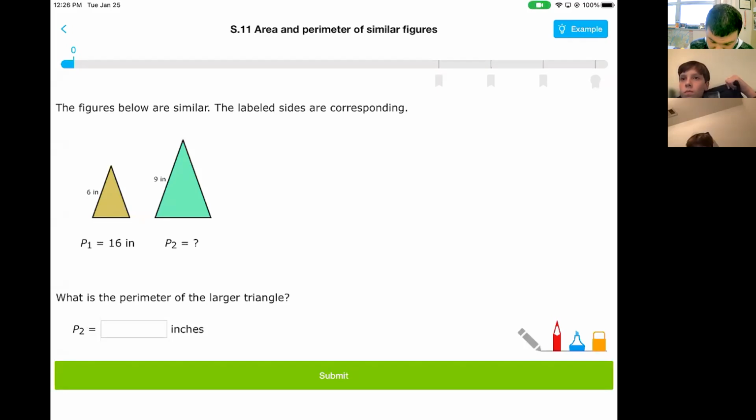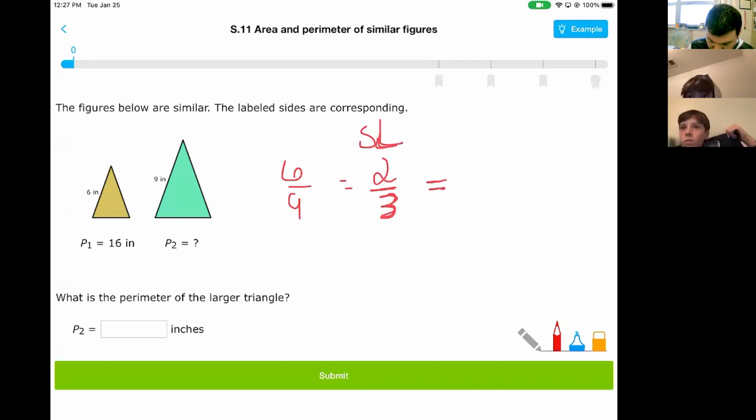So the side length ratio from the first triangle to the second triangle is 6/9, which reduces to 2/3. Sorry, writing on IXL is not the same as writing on Notability, so it's not as smooth. You probably know that. Okay, so there's the side length ratio, I'll say SL for side length. We know that the perimeter ratio is exactly the same, so the perimeter ratio is also going to be 2/3. Okay, so that's the perimeter ratio.